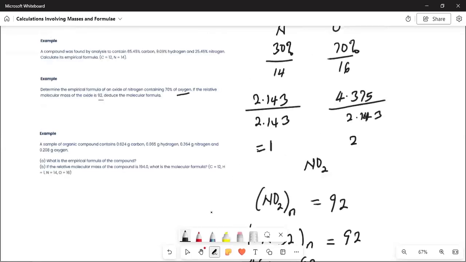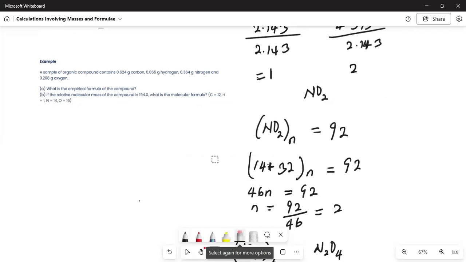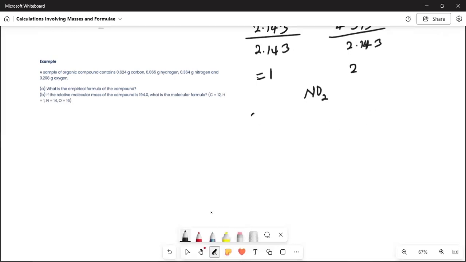And the last question here says, a sample of organic compound contains 0.624 gram carbon, 0.065 gram hydrogen, 0.364 gram nitrogen, and 0.208 gram oxygen. What is the empirical formula of the compound? If the relative molecular mass of the compound is 194.0, what is the molecular formula? Okay, now let's bring out all the component elements. We have carbon, hydrogen, nitrogen and oxygen.